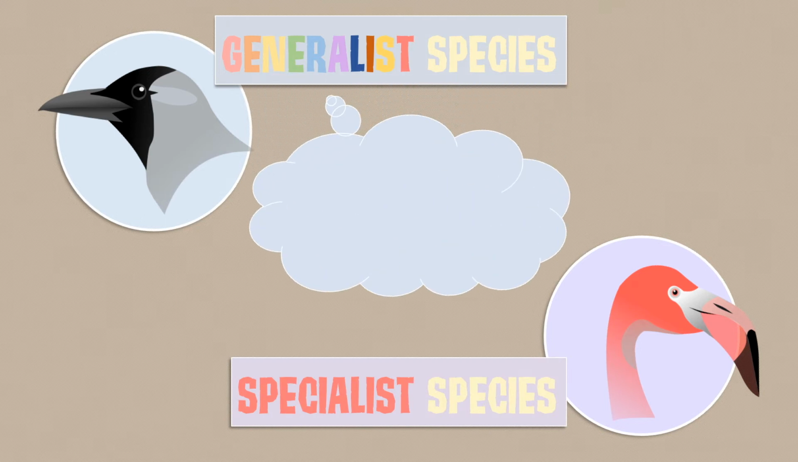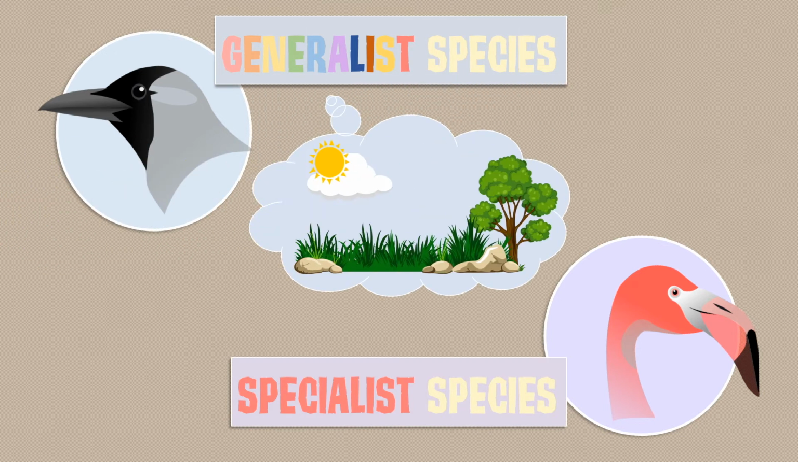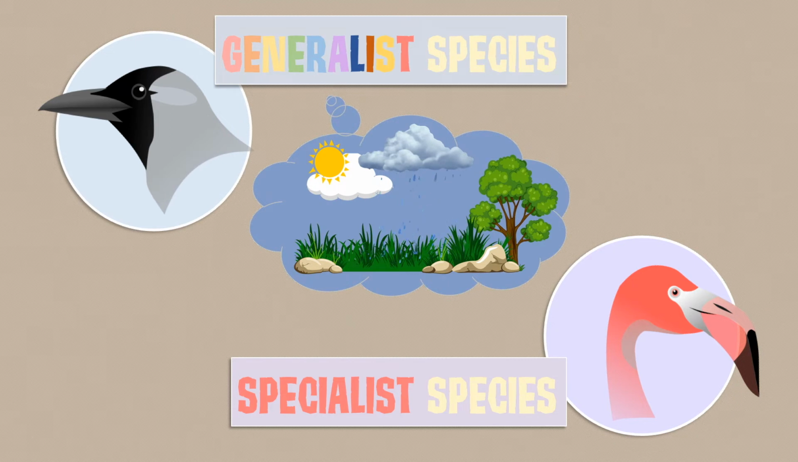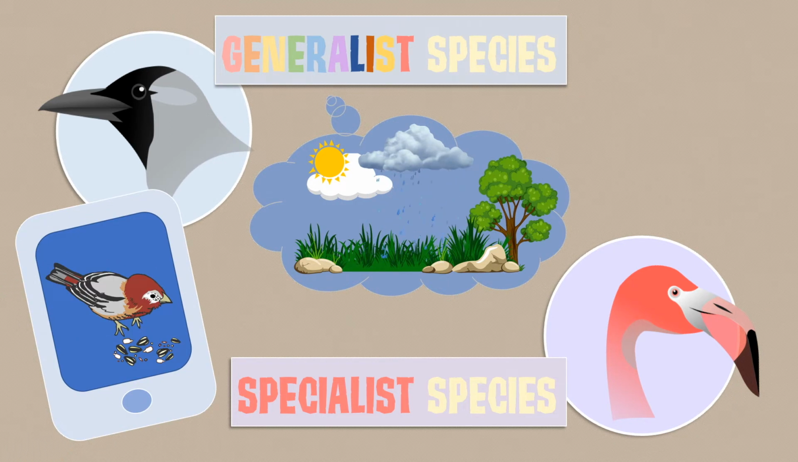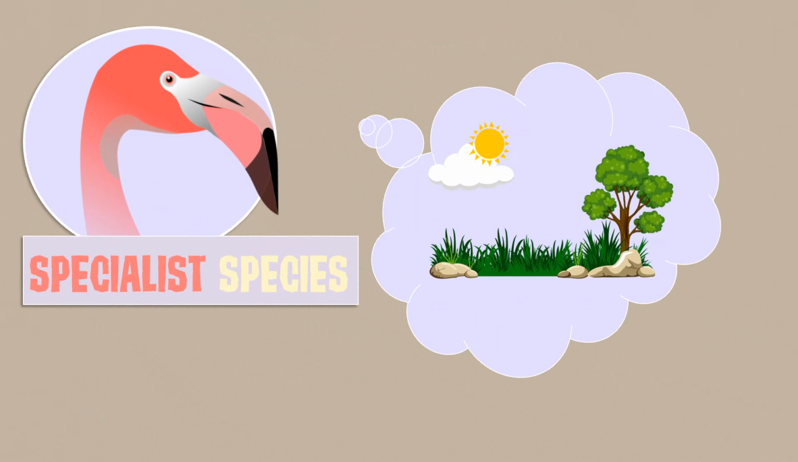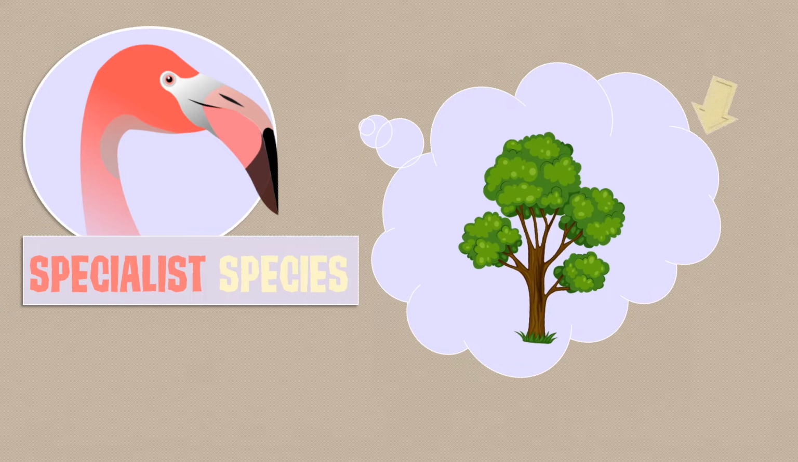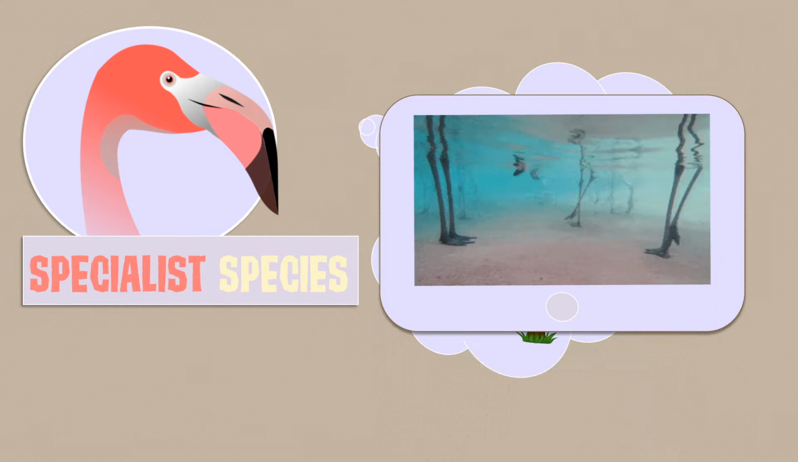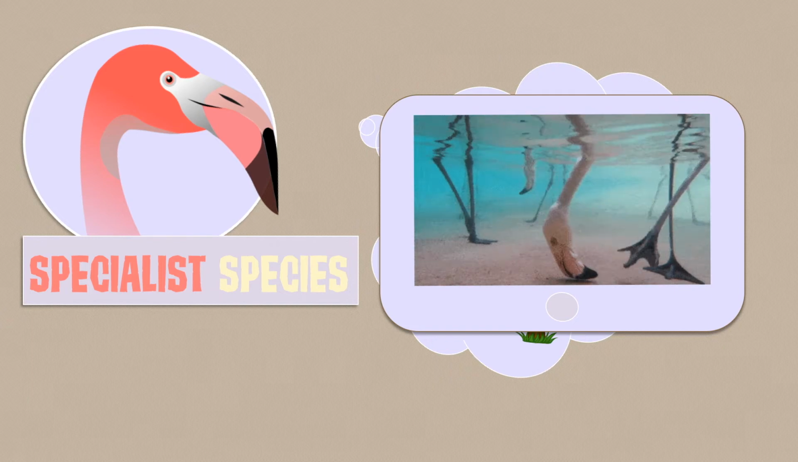Generalist species have a broad niche and are able to adapt to various environmental conditions. They do not have a limited diet and are able to survive by using a variety of resources. On the other hand, specialist species have a narrow niche and are not adaptable to environmental changes. They have a limited diet and cannot survive without the necessary diet.